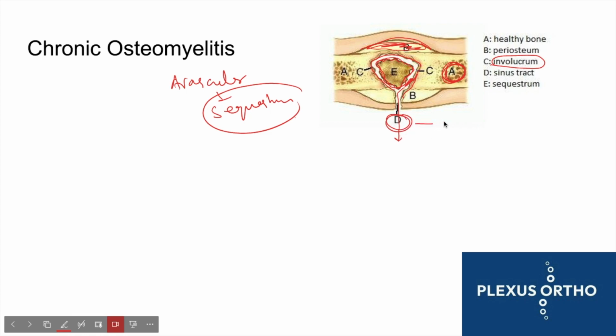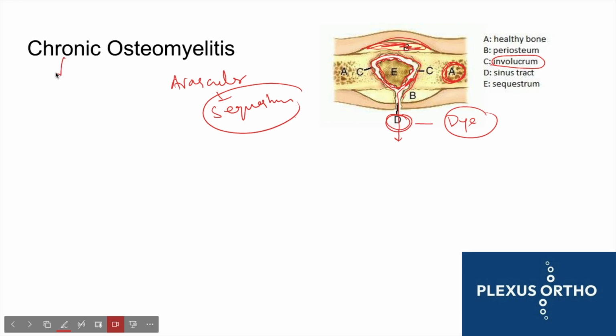So many times we can put a dye into the sinus tract and take an X-ray or CT scan to see where it is leading to and where we have to do our curettage and sequestrectomy, so that the infection does not recur again. So these are the general features.